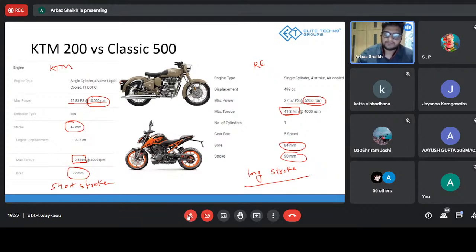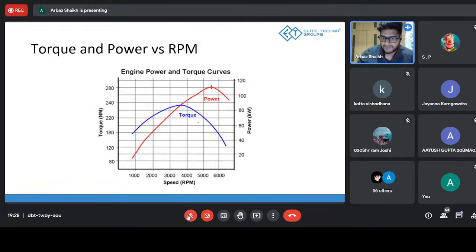For power, we'll take the red curve. In this case, we have 25 PS of power. Let's use this as a scale of PS, not kilowatt, just for our understanding. 25 will be somewhere around here. So here will be the peak power.